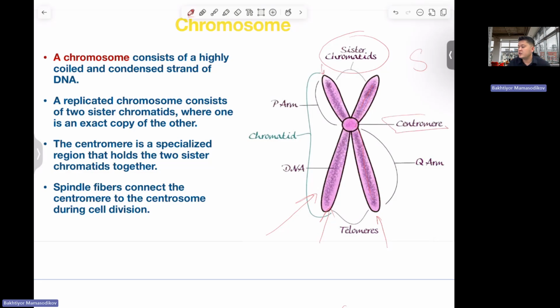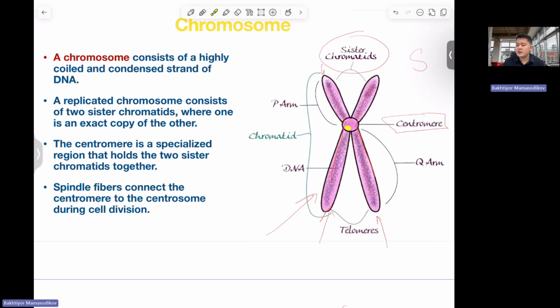So the centromere, which is in the center, is the waist where the chromatids are connected. It holds the two chromatids together. You see the first chromatid, this is the second chromatid, and in the center, you can see the centromere. This centromere is actually holding the two chromatids together. And the spindle fibers, we're going to talk about a little bit later. Spindle fibers attach here during the cell division to pull chromatids apart.